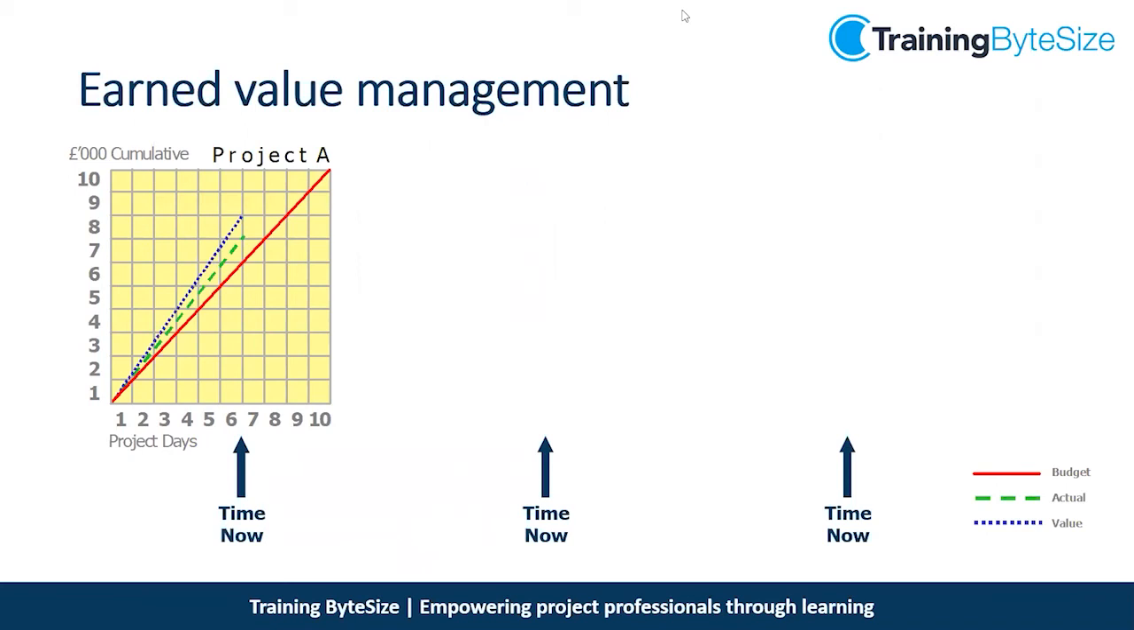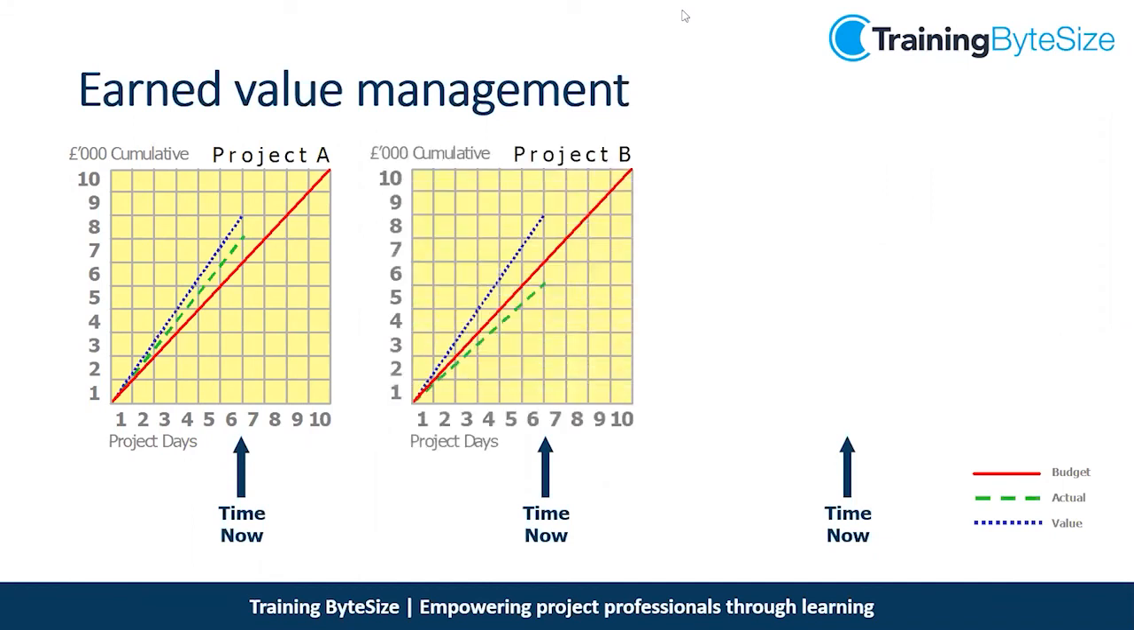So this project here, we planned to spend £6,000 at day 6, and we've actually spent £7,000. However, we have earned £8,000 worth of product. So we're ahead of schedule, and we're under budget for what we've actually received. So we've got more product and we've paid less for it than we've actually received. Again, something we'd go more into detail on in the full thing.